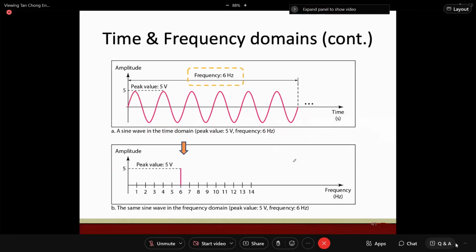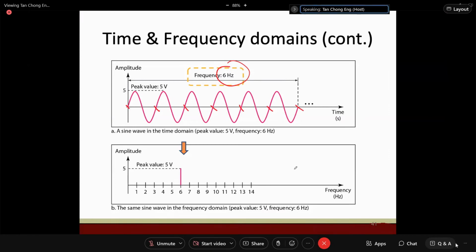And how do you see the signal as well? Look at another example here. This signal has a frequency of 6 Hz. How do you know that it is 6 Hz? Because it completes six cycles in 1 second. This is 1 cycle, 2 cycles, 3, 4, 5, and 6. So this is 6 cycles in 1 second. So this is 6 Hz. This signal has a frequency of 6 Hz.